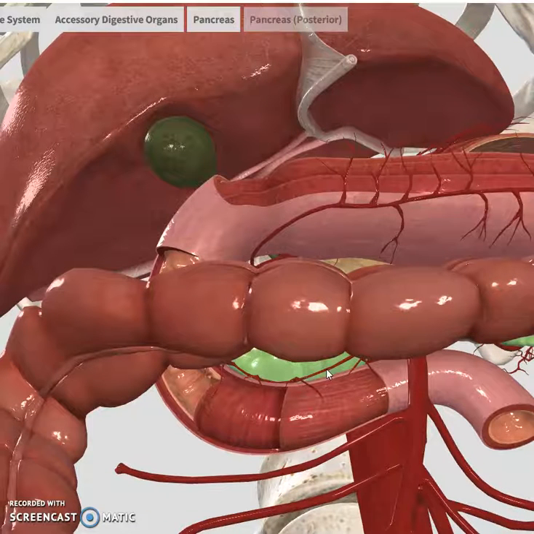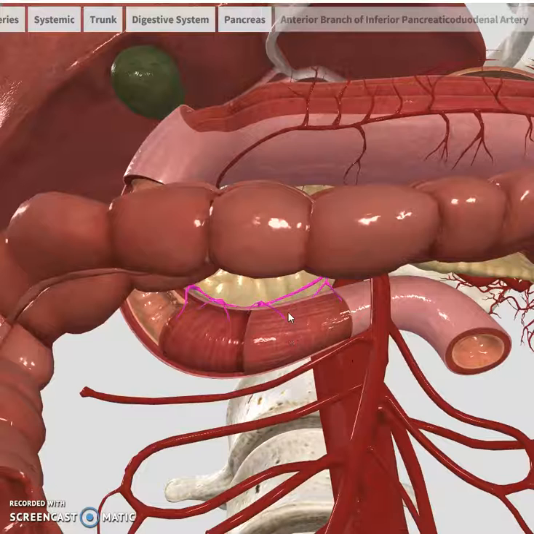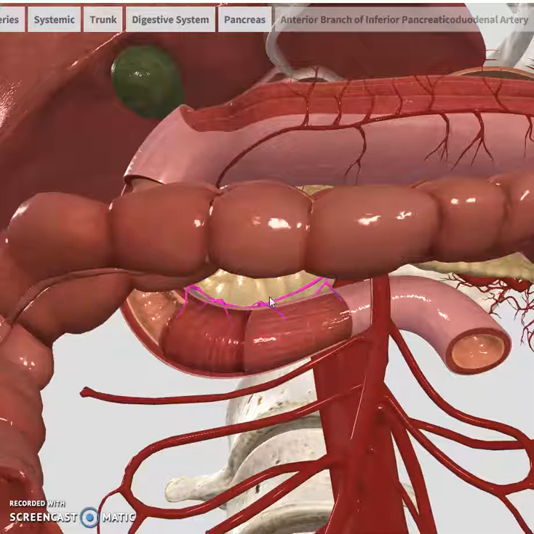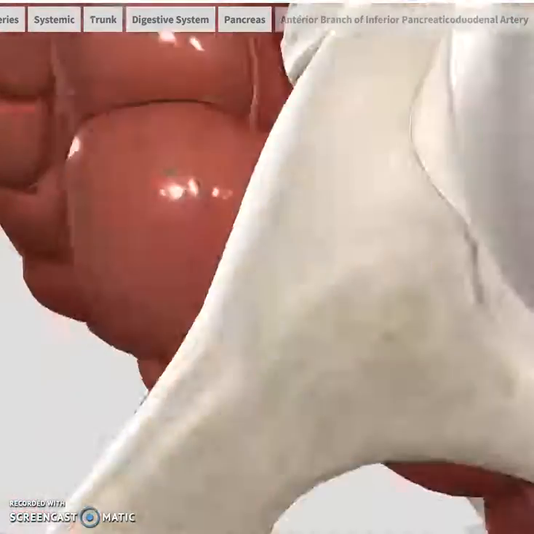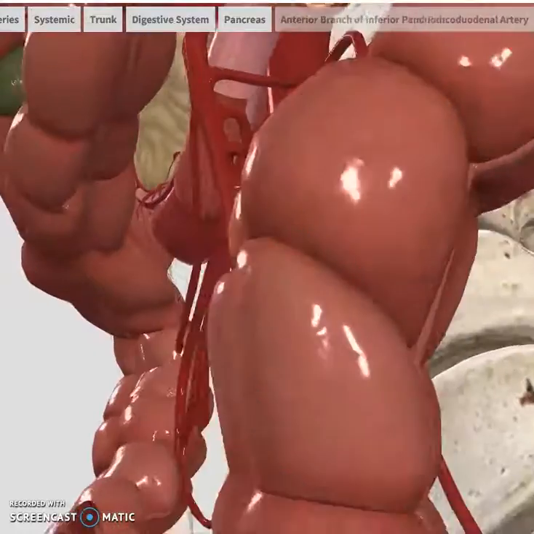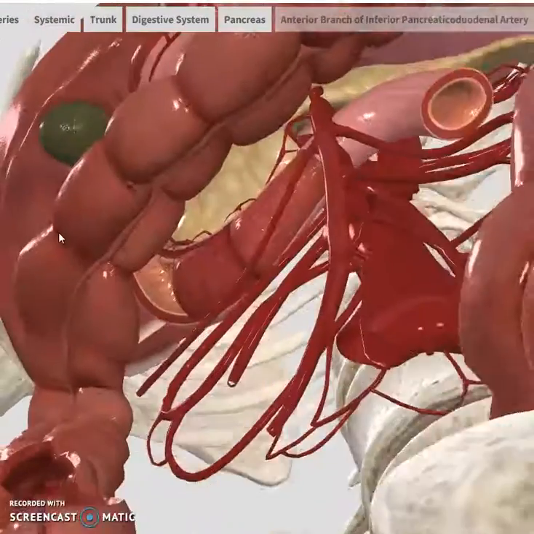Okay, this is the anterior branch of the inferior pancreaticoduodenal artery. Same as for the superior pancreaticoduodenal artery, they both have the anterior and posterior branches too. So that is the first branch of the superior mesenteric artery. The second one is the middle colic, which is going to be attached to this one.